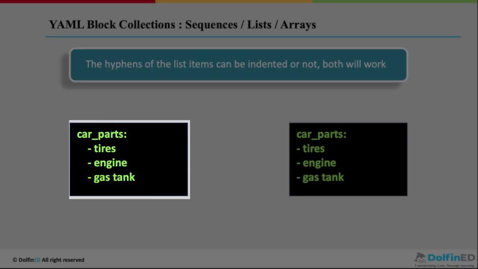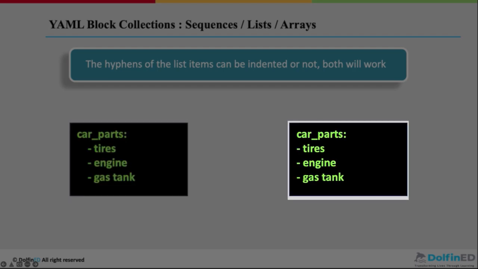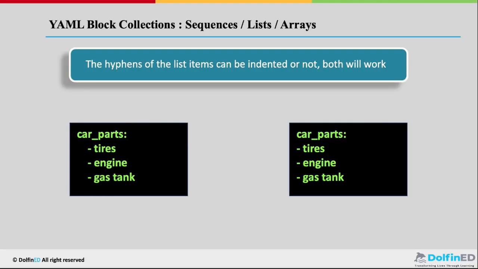Now let's look at this. If we write an item that is car parts, and then we need to assign 3 items in sequence for it, and these are tires, engine, and gas tank. If we do the indentation with 2 spaces to define the scope, or if we even write it right below without any indentation, both are going to be interpreted 100% the same, as long as the order within each is the same.